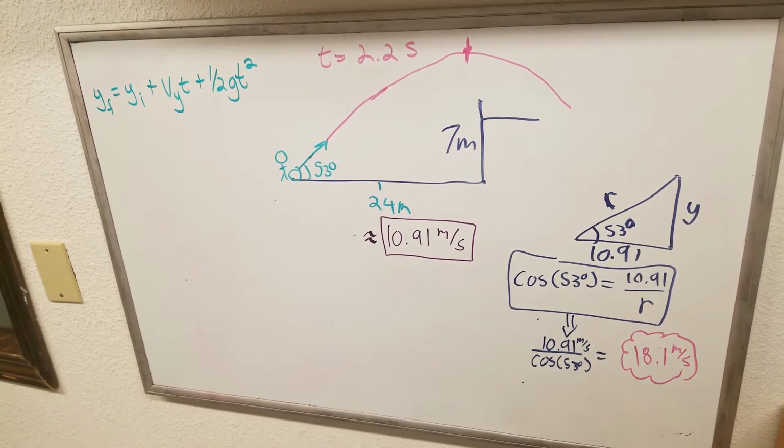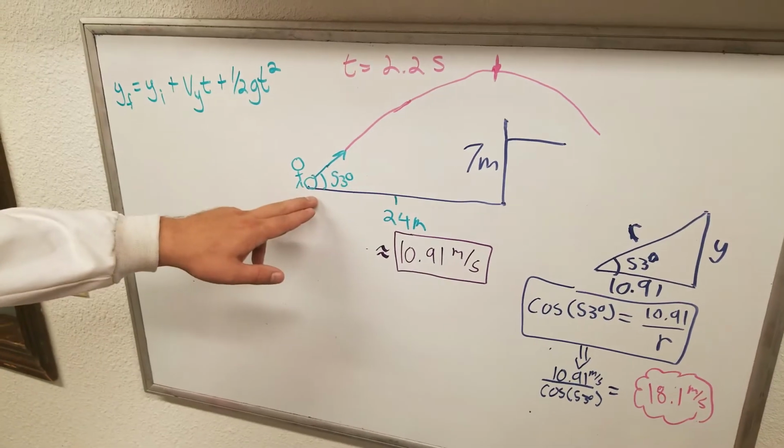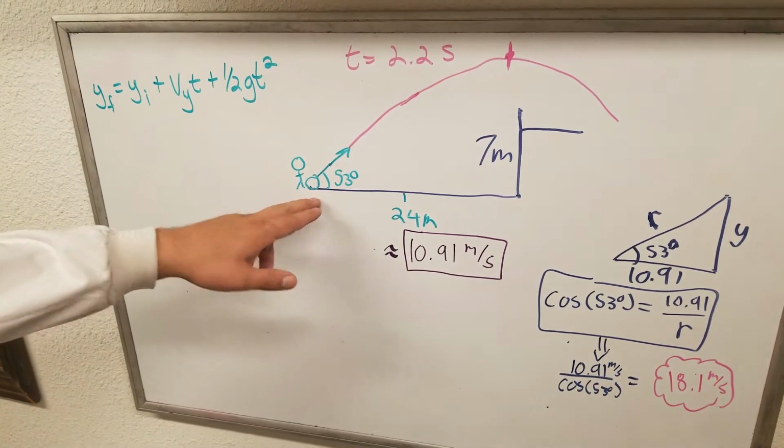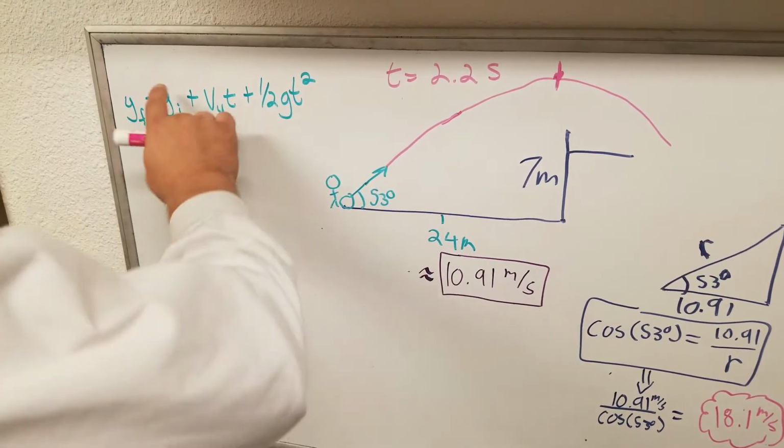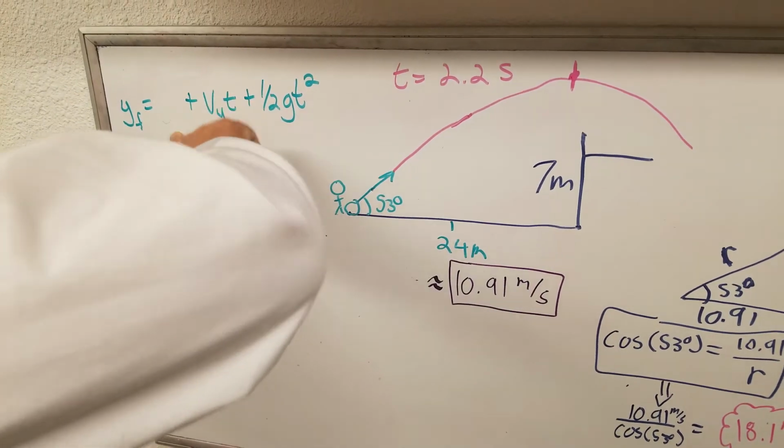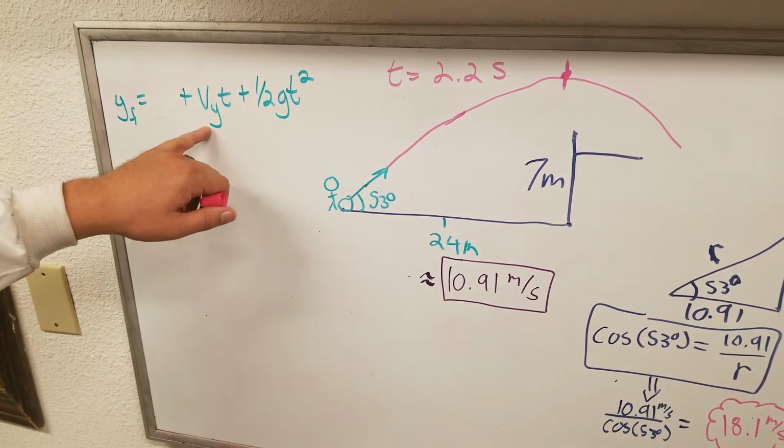Alright, so that's what we're going to do. Let's get rid of some things. What's our starting point? Well, we're starting at a y of 0, so we don't even need to worry about that. So that becomes 0, let's just get rid of it. Okay, velocity in the y.